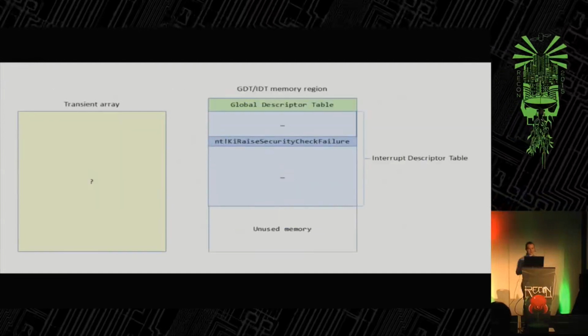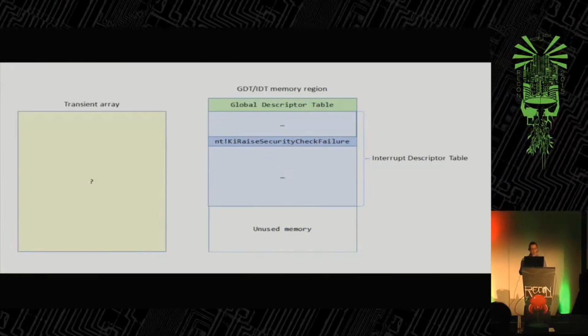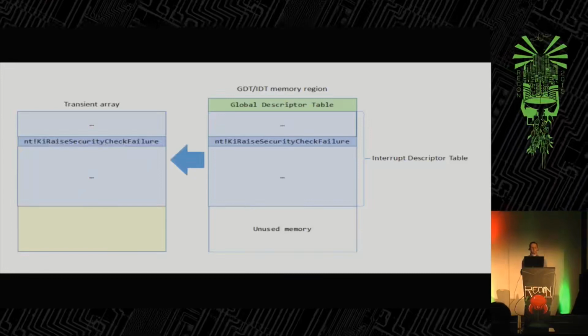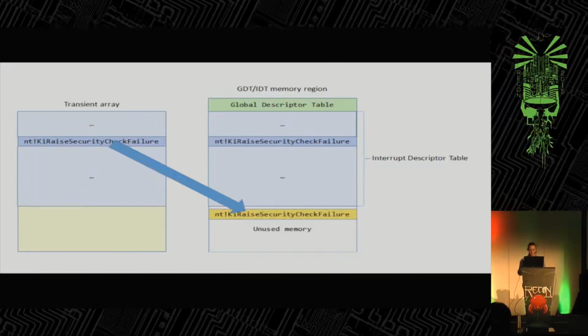So this is how it looks during the execution of the charstring. We have the IDT and we have the transient array. So first we copy all of the IDT inside of the transient array. Then we make a backup of the IDT entry that we're overwriting.